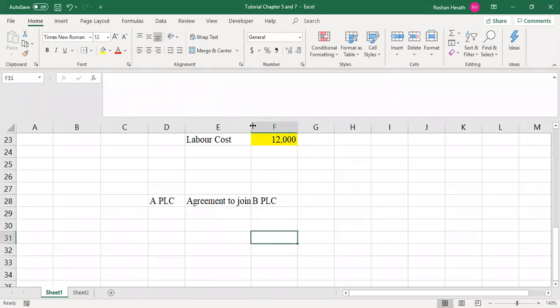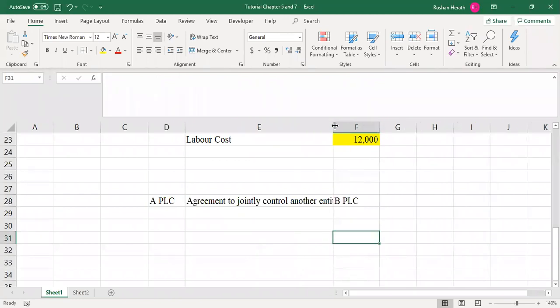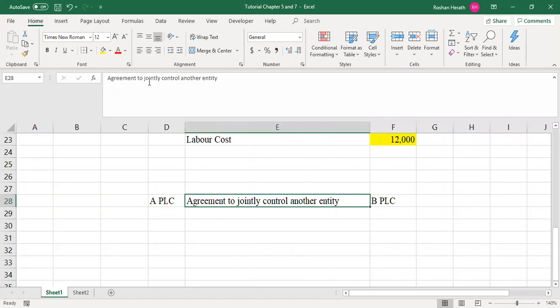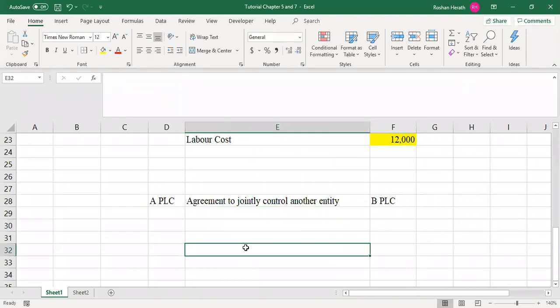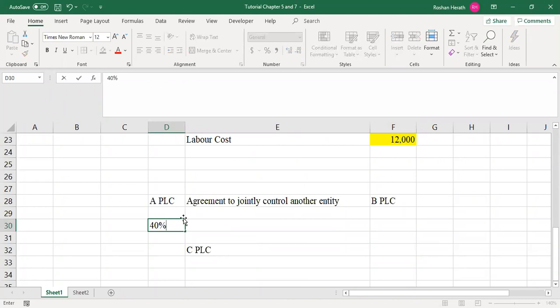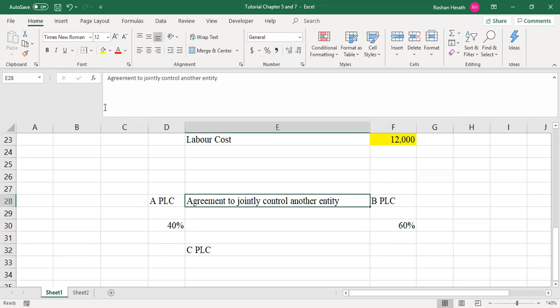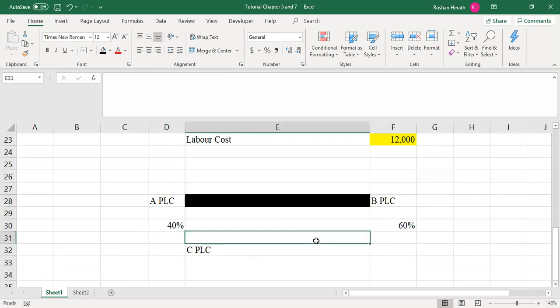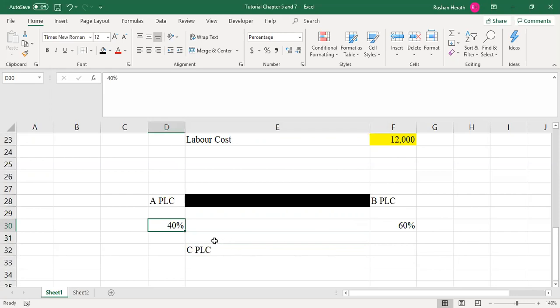So our entity and another friendly entity of ours come into an agreement, for what? To jointly control another entity. So, jointly control another entity, right? In that, let's say the entity that you wish to control is C PLC, and there what you do is you are going to share the control. So you are going to make the investment. Say that A PLC invests 40%, B PLC invests 60%. If you forget about this joint control, say that it is not there. Forget about that. Simply, there is one entity called C PLC. A PLC purchases 40%. B PLC purchases 60%.